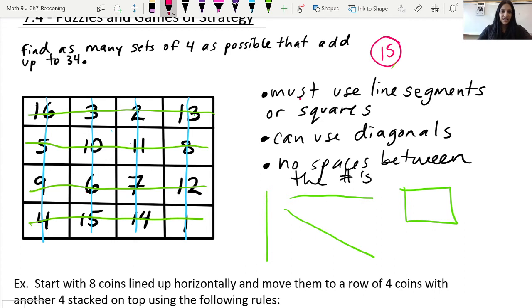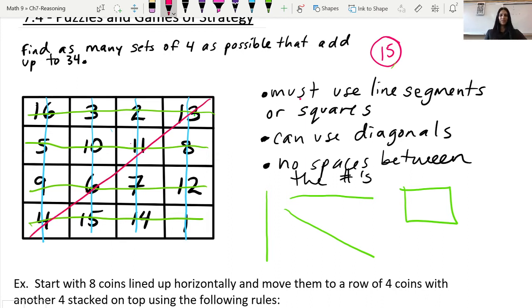Maybe to keep things consistent, I'm going to try the diagonals. So if I go diagonally this way, I get 6 and 4 is 10. I add the 11 to it, so that's 21. And when I add that, yes, that one works.